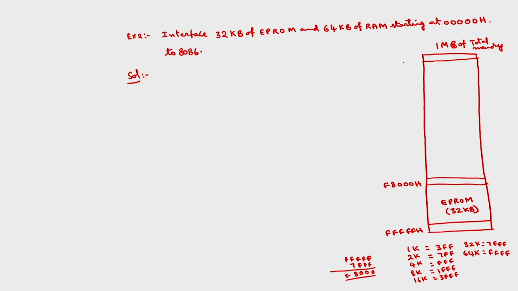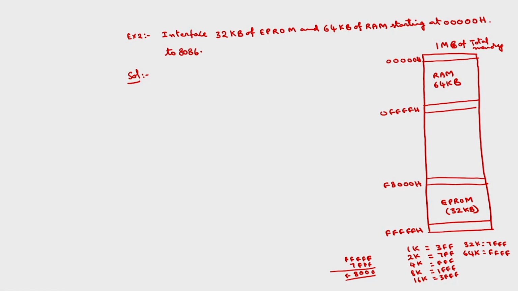The starting address is 00000H, and the capacity is 64 kilobytes, so the ending address will be 0FFFFH. This is the RAM of capacity 64 kilobytes.